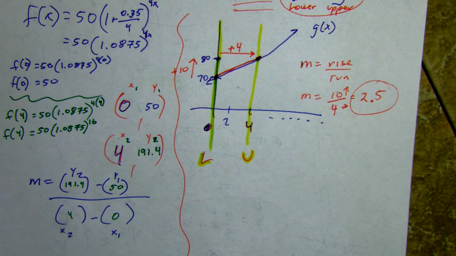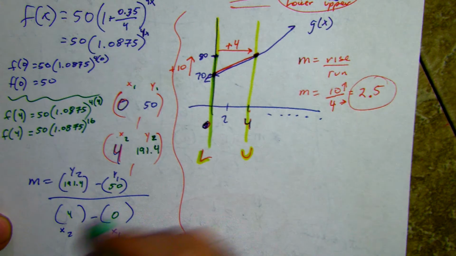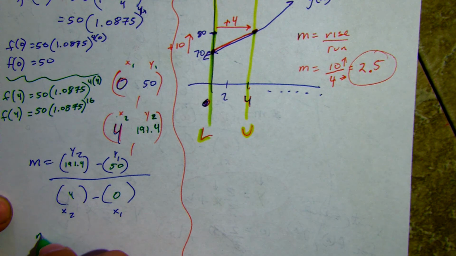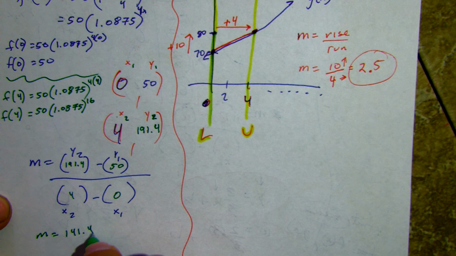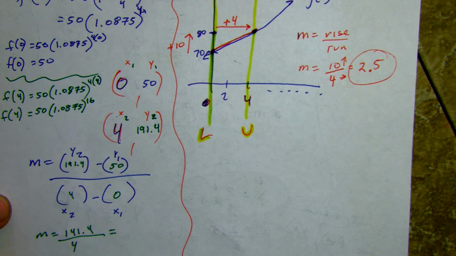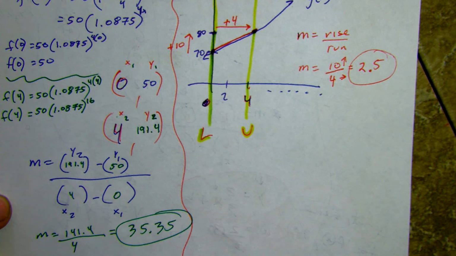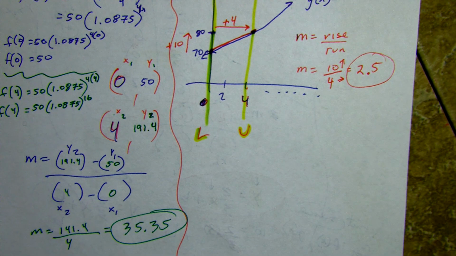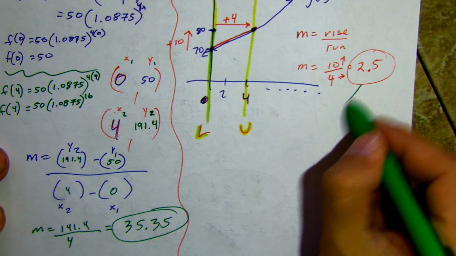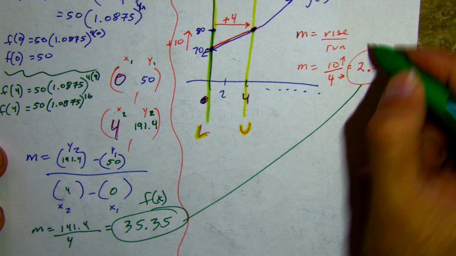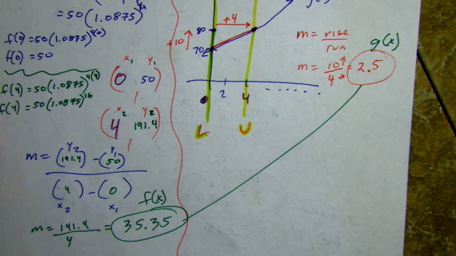191.4 minus 50 is 141.4, and then 4 minus 0 is 4. So what are we going to get? Divide that by 4. 35.35. I like that. All right. So guess what we are going to say here? This is f of x. This is g of x.